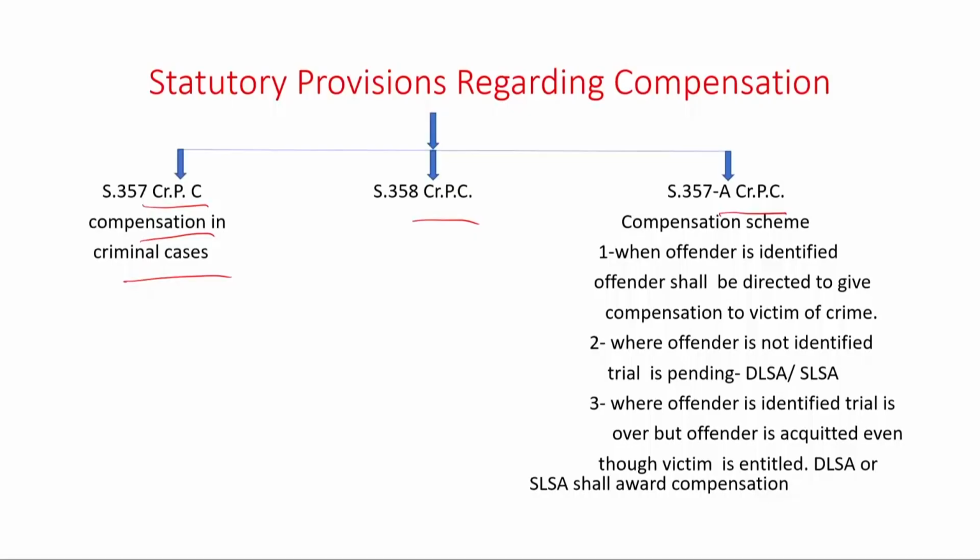So here you need to remember that where the offender is acquitted, it is the state's responsibility to provide compensation to the victim of crime. Why will the state provide compensation? You all might know that there is one important concept, that is parens patriae. The state is considered as the parent of its subjects. So the state will have to provide financial assistance to the victim of crime where the offender is acquitted.